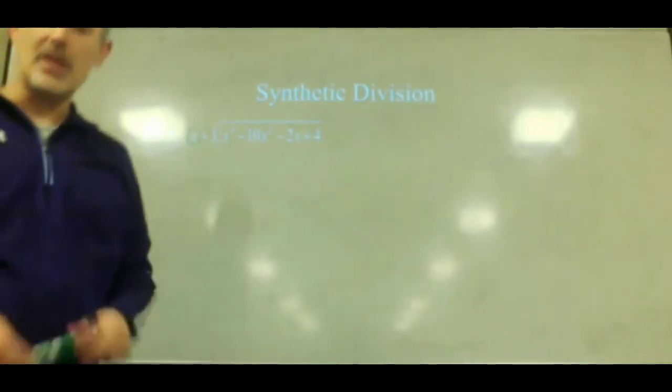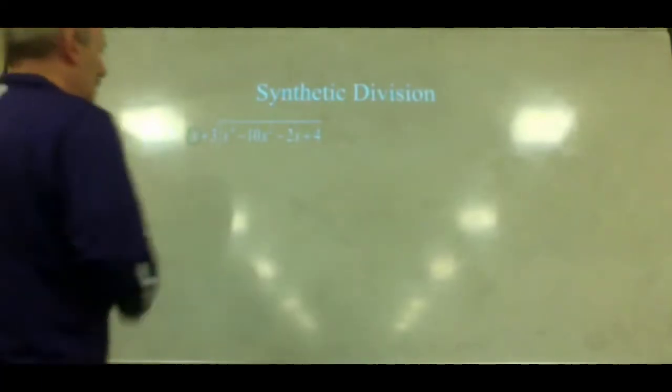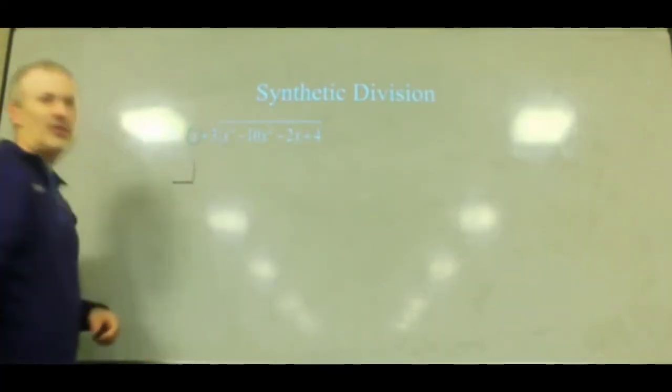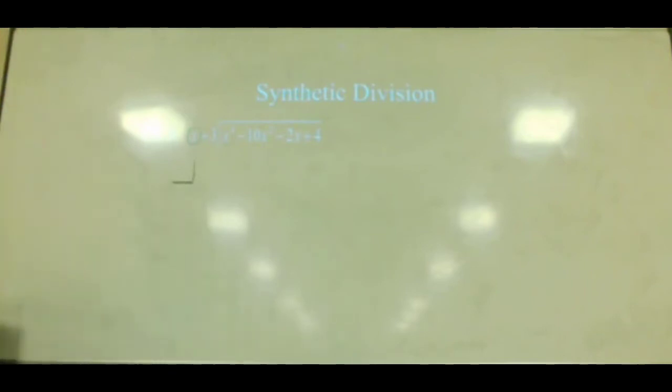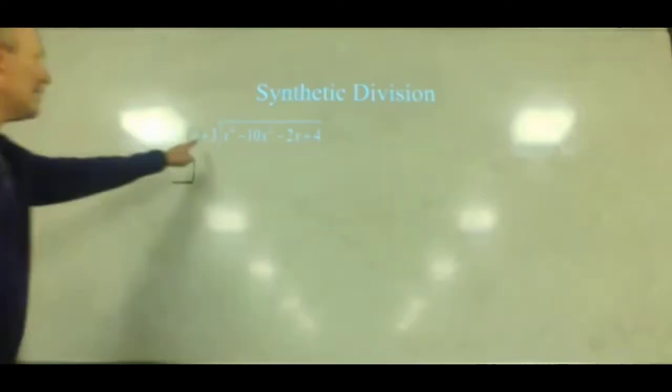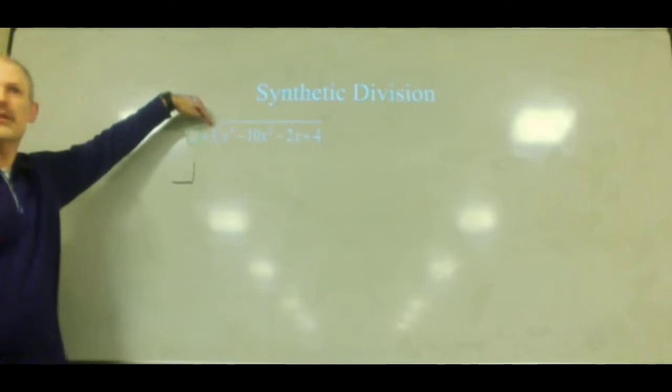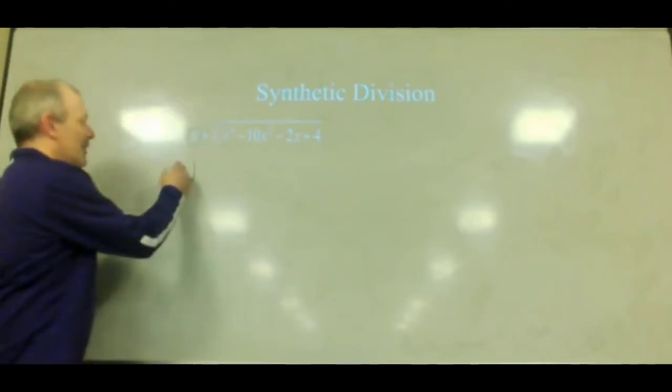Okay? So here's how we do synthetic division. The first thing we're going to do is put this little corner up here. It looks like a backwards capital L kind of, but it's just a corner. And what we do if we're dividing by x plus 3 is we always take the opposite of this number right here. So we're going to put a negative 3 right here in the corner.